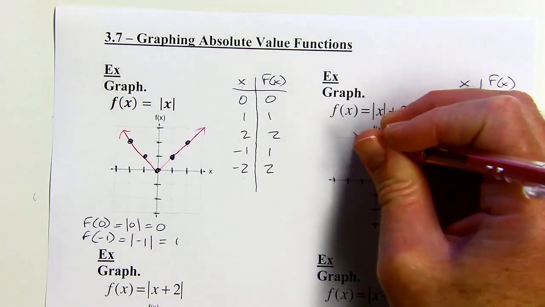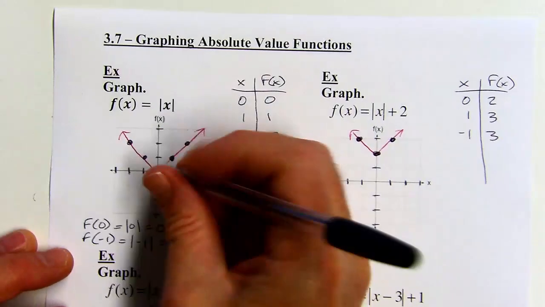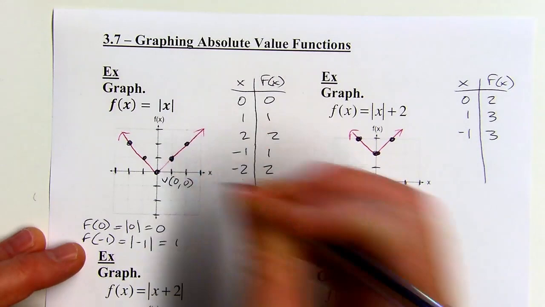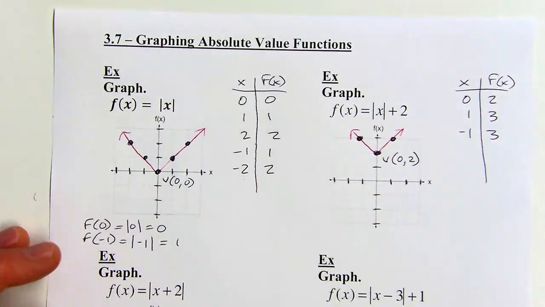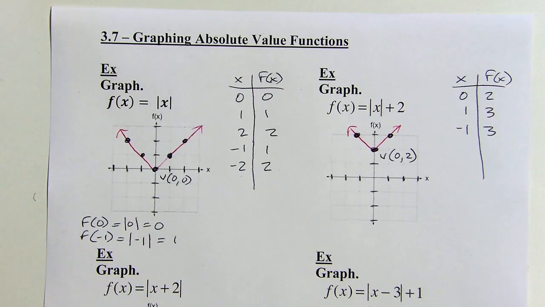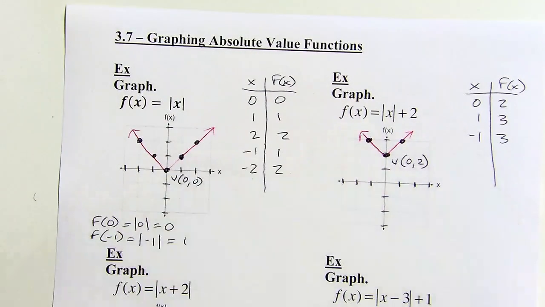So the key on these problems is to find the vertex, right? This would be the vertex. It's just the corner of the V. So that vertex is 0, 0. This vertex is going to be the point 0, 2. And once you find that, then you can figure out where the rest of the points are going to go. And you can keep plotting more points. It just keeps going up in both directions like that if you wanted to. Okay.